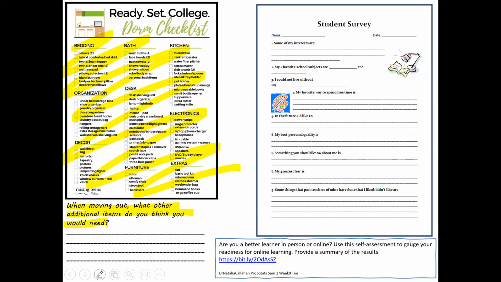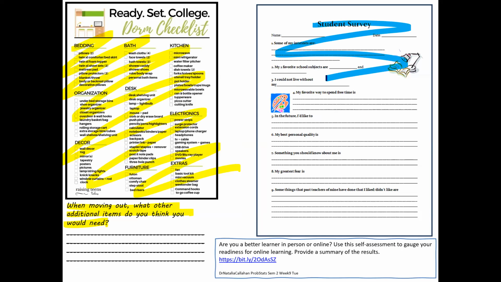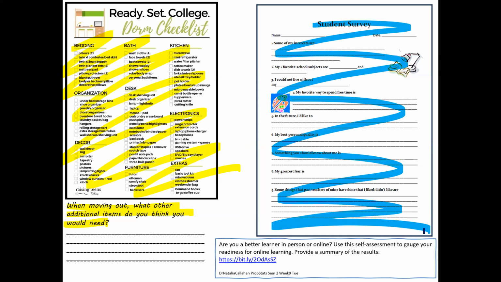And when you're done, when moving out, what other additional items do you think that you will need that's not part of this list? When you're done with that, I want you guys to go ahead and take the student survey. And when you're done with that, the next one is, are you a better learner in person or online? Use this self-assessment to gauge your readiness for online learning. Provide a summary of your learning below.